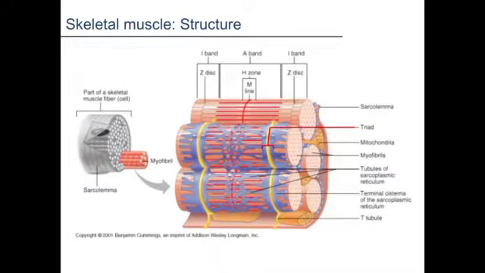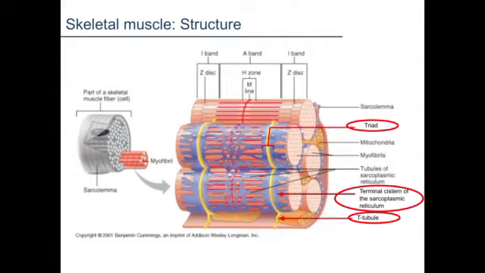This is a close-up view of the muscle fiber. The striations that you see in muscle fibers are the structures called triad. The triad consists of a T-tubule and terminal cistern of the sarcoplasmic reticulum on both sides of the T-tubule. The T-tubule is an extension of the sarcolemma that wraps the muscle fiber and also penetrates into the muscle fiber.